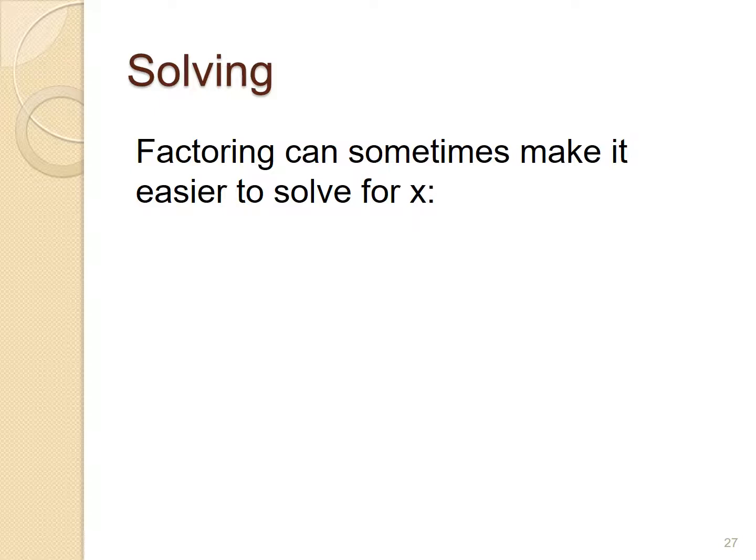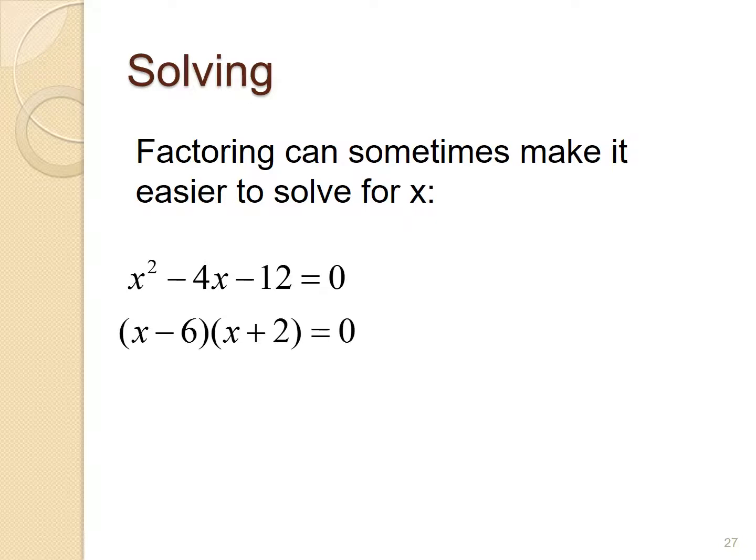Now when solving, as I said, factoring can make it easier to solve for x. If we have this equation and we want to factor it, we can factor it down to 6 and 2. Two things multiplied together that equal 12, and when you add or subtract them, you get 4. Well, obviously 6 and 2 works with that.